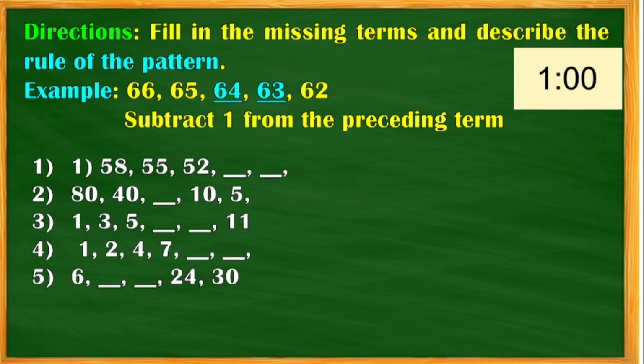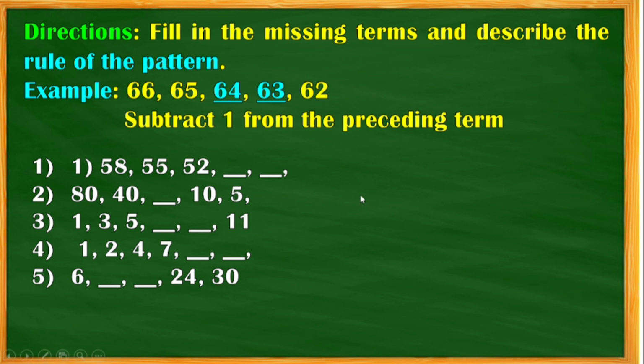Time is up. The correct answers: number 1 is 58, 55, 52, and the correct answer is 49, 46. Because as you can see, it descends, meaning decreasing. So the rule is to subtract 3 from the preceding number. 58 minus 3 is 55, 55 minus 3 is 52, 52 minus 3 is 49, 49 minus 3 is 46.